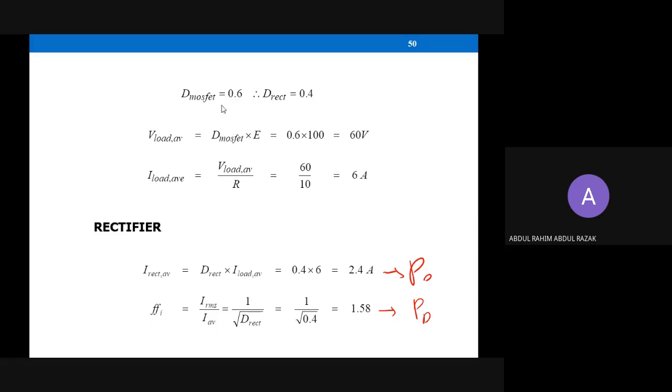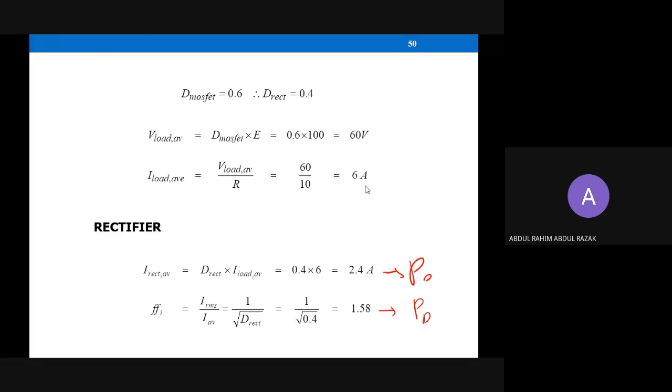So what happens is that we have to find out the average voltage of the MOSFET, because we want to find out what is the current that flows through the circuit or the MOSFET. We find the average current because it operates at a duty cycle of 0.6. So 0.6 times 100, we get 60 volt. So average current is the average voltage divided by 10, our resistance value. So we get 6 ampere.